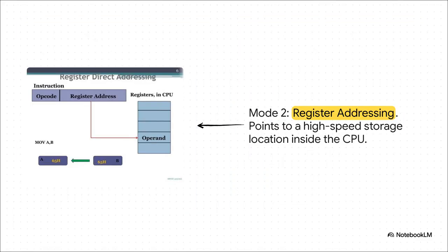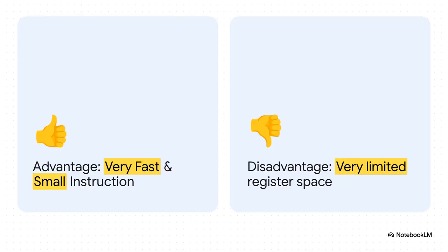Okay, next we've got register addressing. With this one, the instruction is basically saying, hey, the data you need, it's in this specific drawer right next to you. These drawers are called registers. They're tiny, super fast storage spots literally inside the CPU itself. This method is incredibly efficient. Access is almost instant, and the instruction itself is nice and small. But, and it's a big but, the CPU only has a few of these high-speed registers. It's like beachfront property. There's just not a lot of it to go around.